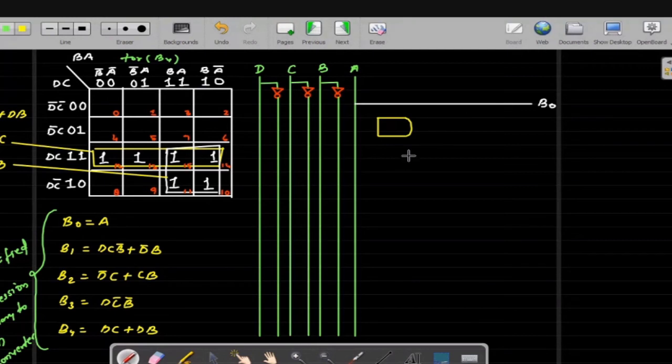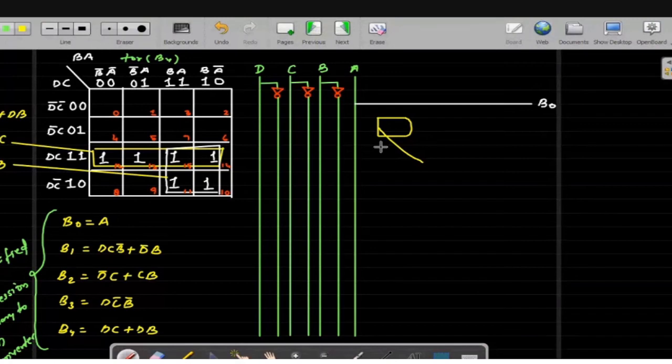What I am trying to do is just make this. Hello.